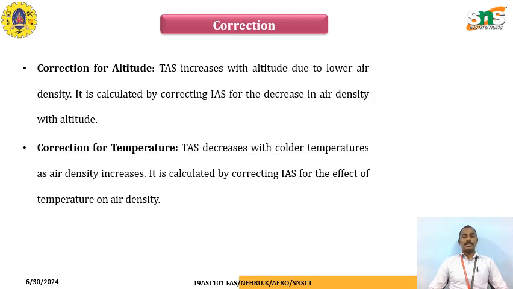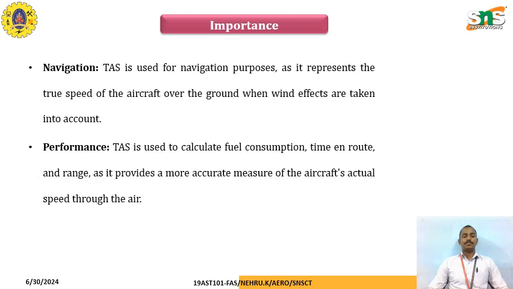The correction done is for two things: one is altitude and the other is temperature. Correction for altitude: true airspeed increases with altitude due to lower air density. It is calculated by correcting indicated airspeed for the decrease in air density with altitude. Correction for temperature: true airspeed decreases with colder temperature as air density increases. It is calculated by correcting indicated airspeed for the effect of temperature on air density.